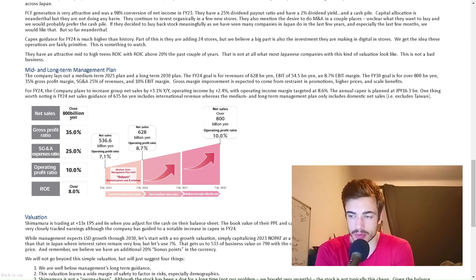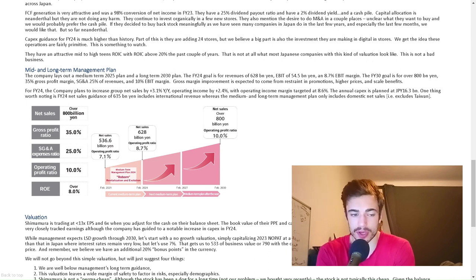Mid and long term management plan. The company lays out a medium term 2025 plan and a long term 2030 plan. The FY24 goal is for revenues of 628 billion yen, EBIT of 54.5 billion yen, and an 8.7% EBIT margin. The FY30 goal is for over 800 billion yen, 35% gross profit margin, SG&A 25% of revenues, and 10% EBIT margin. Gross margin improvement is expected to come from a restraint in promotions, higher prices, and scale benefits.